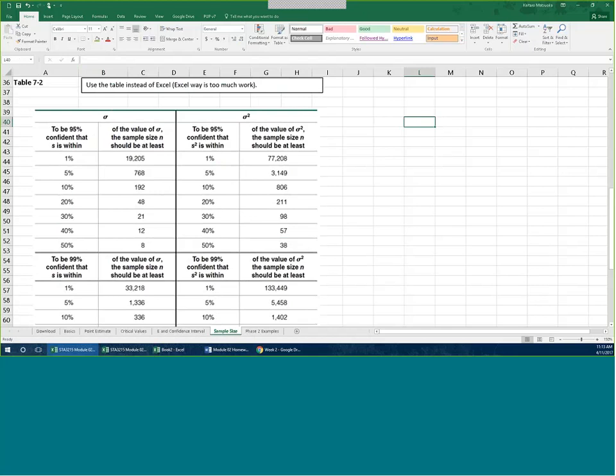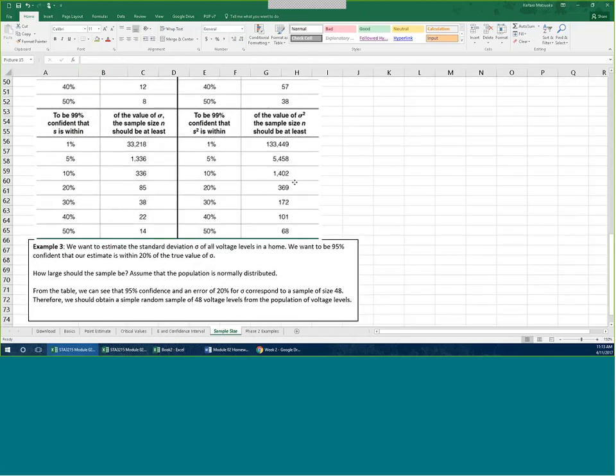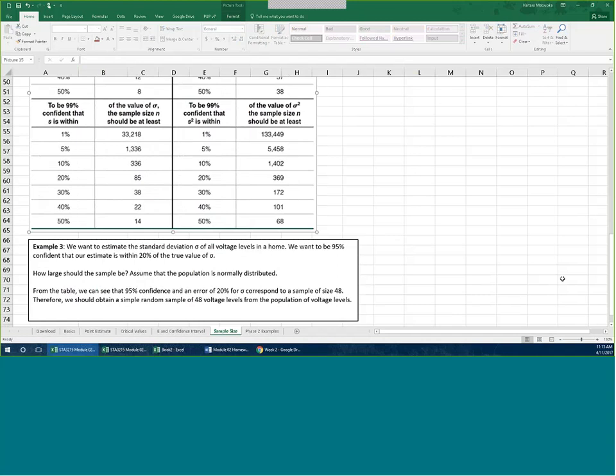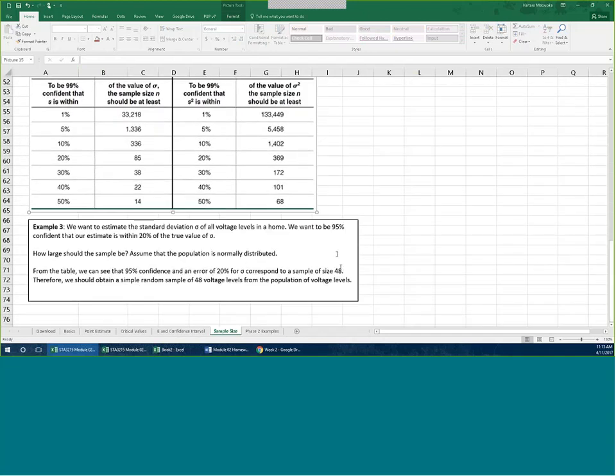And we're going to be looking at 95% confidence versus 99%, so we're going to be up here. And lastly, we want to be within 20%, so look at the 20%, which is right here, so it's going to be 48 in this case. It's as simple as that, 48. So that's how you look at the table.